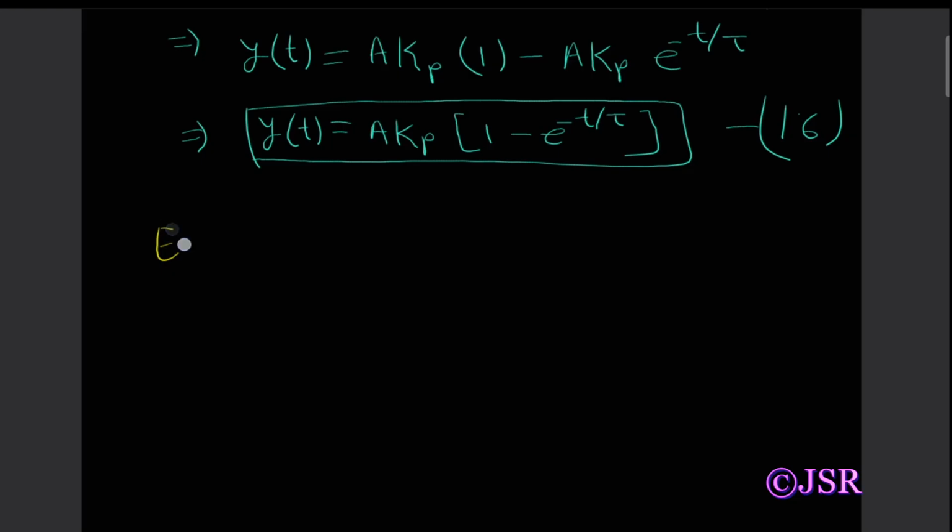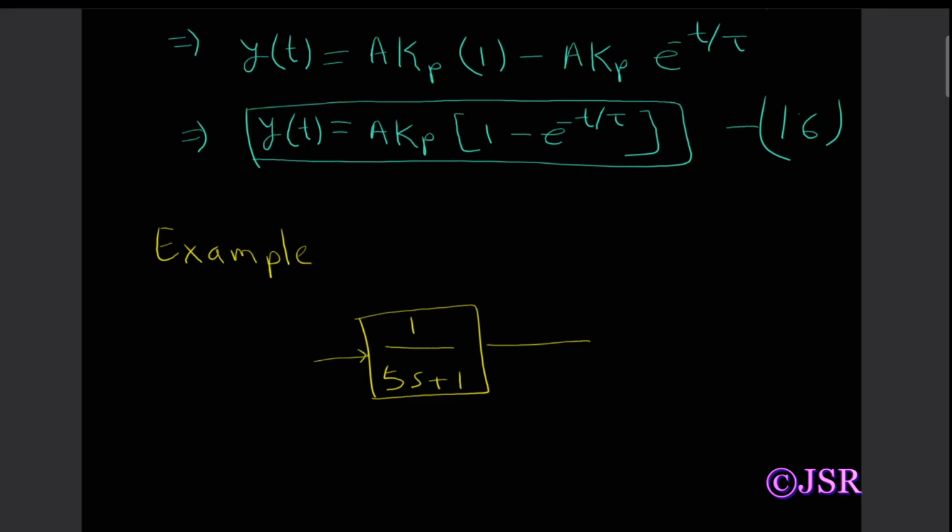So now let's say one example. We have a transfer function 1 upon 5 s plus 1, and we have given an input of 2 u(t). So now we have to find out y of t. Second, what will be the value of y after 4 time constants.